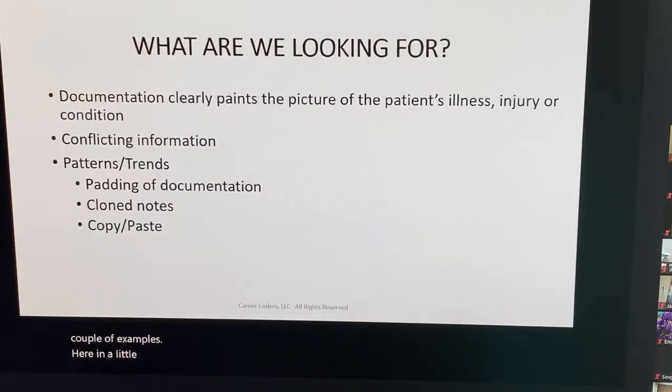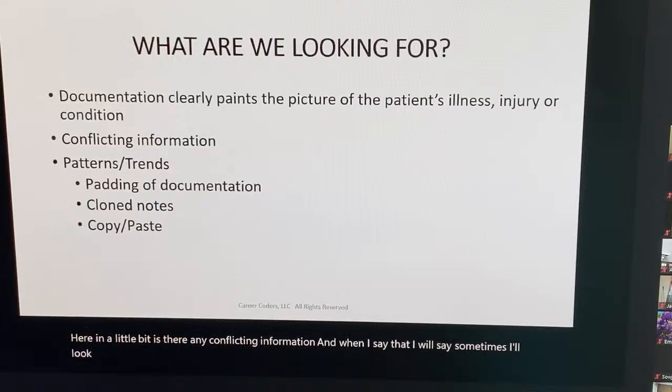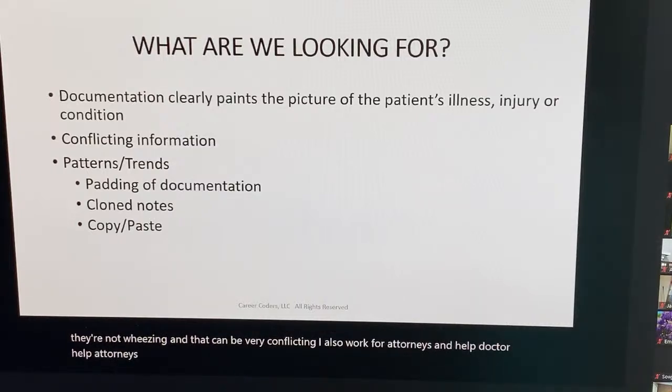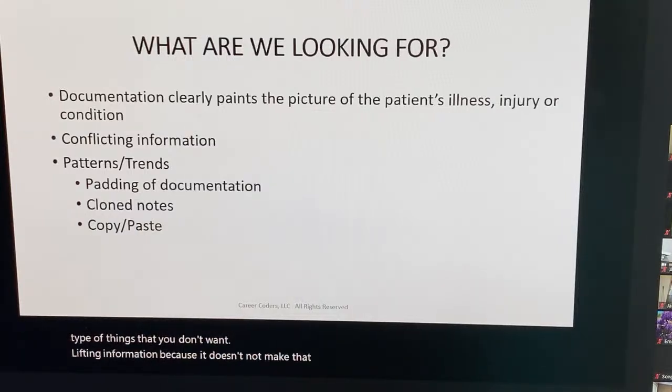Is there any conflicting information? When I say that, sometimes I'll look and the doctor says that the patient is wheezing, and then another part of the note they'll say they're not wheezing. And that can be very conflicting. I also work for attorneys and help attorneys with malpractice and also defending doctors as well. And so you don't want conflicting information, because it does not make that physician look good.